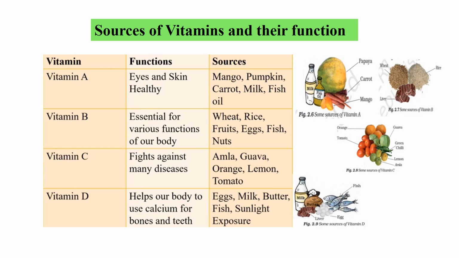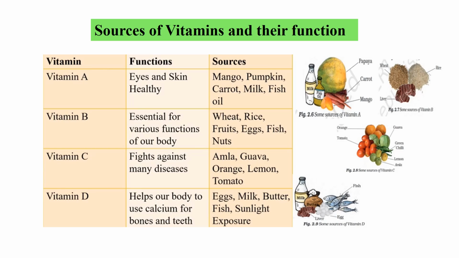Next comes vitamin C. Its main function is to fight against many diseases and also strengthen our immune system. What are the sources of vitamin C? The main sources of vitamin C are amla, guava, orange, lemon, tomato. These are the main sources of vitamin C.